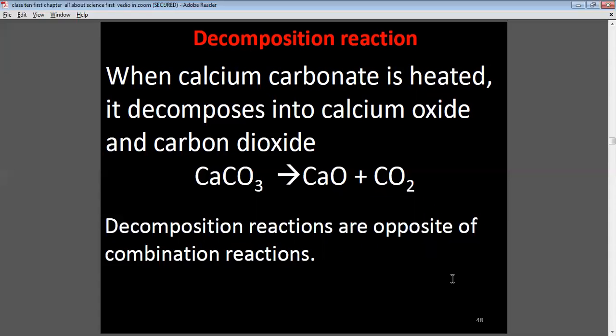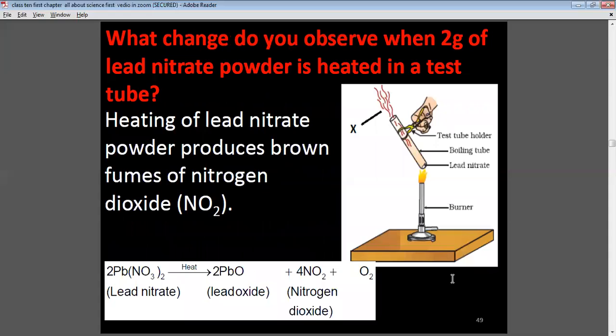Decomposition reaction is opposite to combination reaction. You have to remember this one. Both are opposite reactions, decomposition reaction and combination reaction.